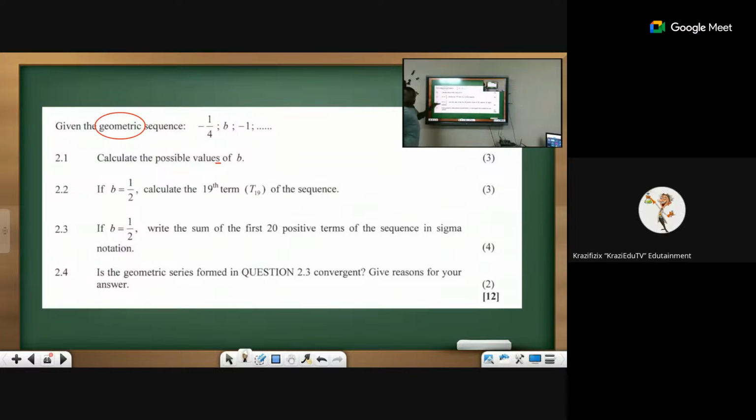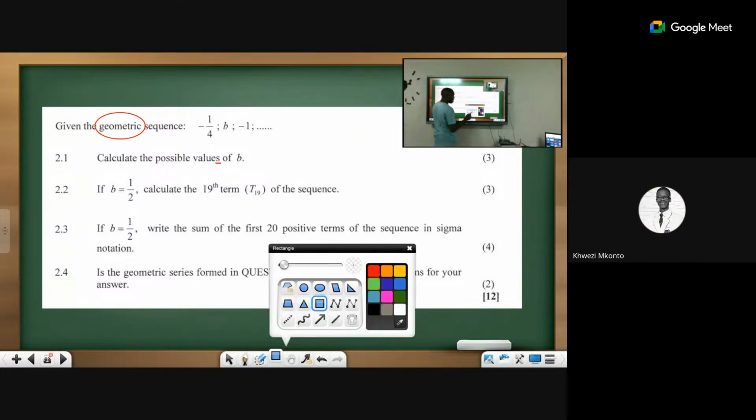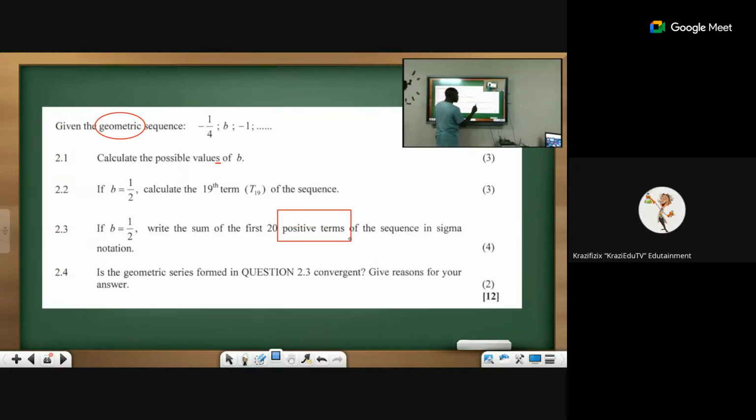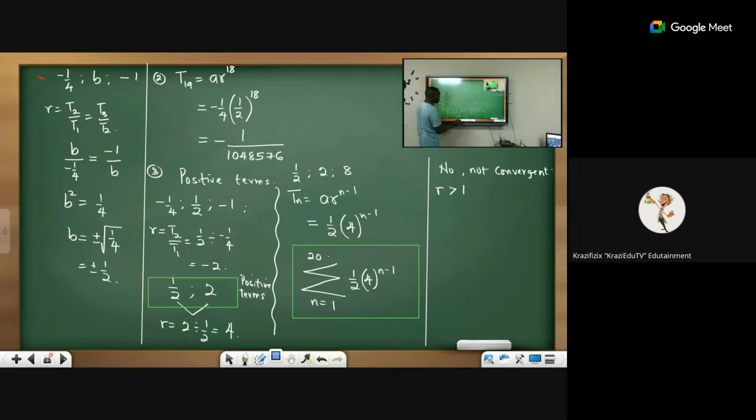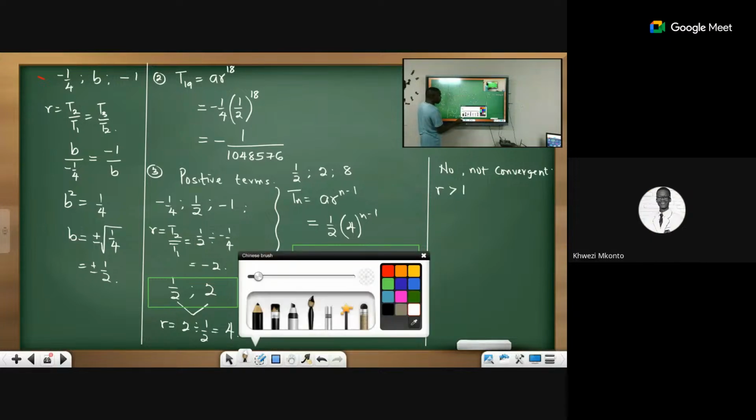Okay, always read the question. Write down the sum of the first 20. What type of terms are we dealing with? With positive. Good. So what are your positive terms? You're no longer dealing with everything. What are your positive terms? Half. Okay, let me help you here.